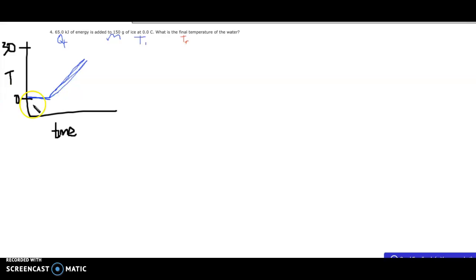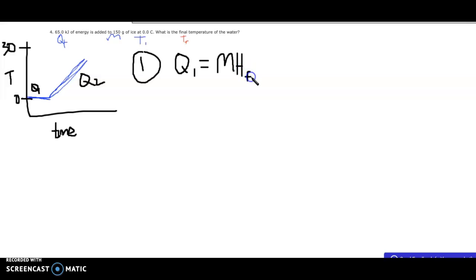So that gives us Q1 down here, and then Q2 right there. Our first step is to find Q1. For Q1, we have to think, okay, what equation do we have to use? It's a phase change, so we have to use either mass times heat of vaporization or mass times heat of fusion. In this case, we're using heat of fusion because we're going from a solid to a liquid. So we're using mass times heat of fusion.